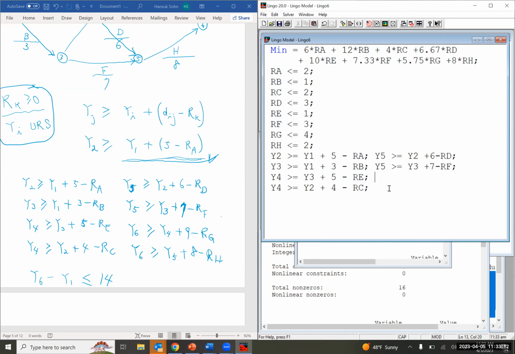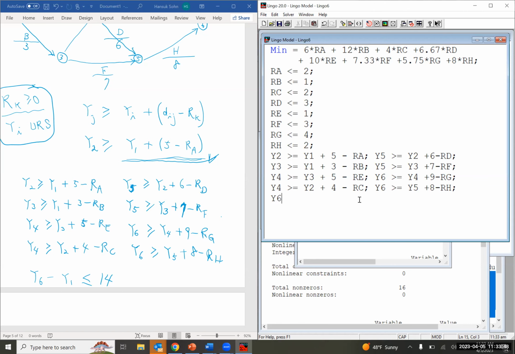You're almost there. Please pay attention. It's greater than or equal to y4 plus 9 minus RG. Finally, y6 greater than or equal to y5 plus 8 minus RH. What is that?